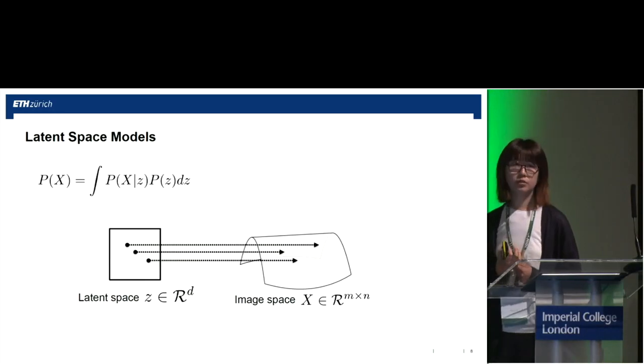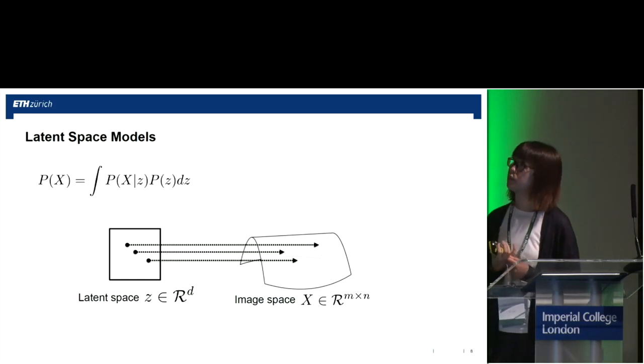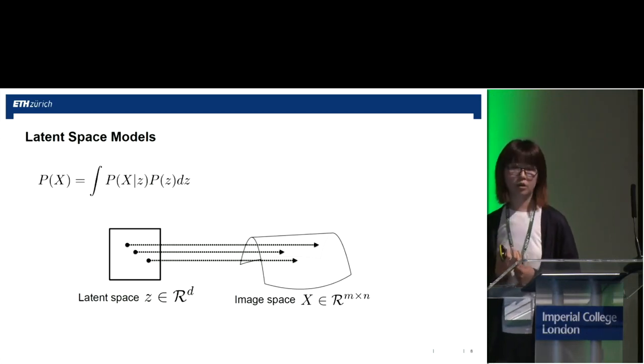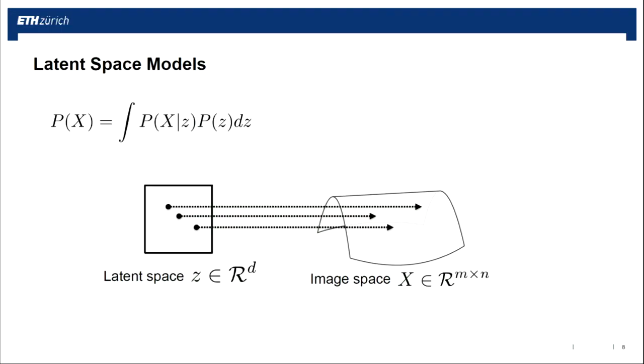Before introducing the generative model, let's have a look at the latent space model first. On the left, we define a latent space Z of dimension D. Then we have a projection operator that maps from the latent space Z to the image space X, and we can learn this mapping from Z to X. If in the latent space we have a distribution, for example a Gaussian distribution, we can learn the image distribution with the equation on this slide.